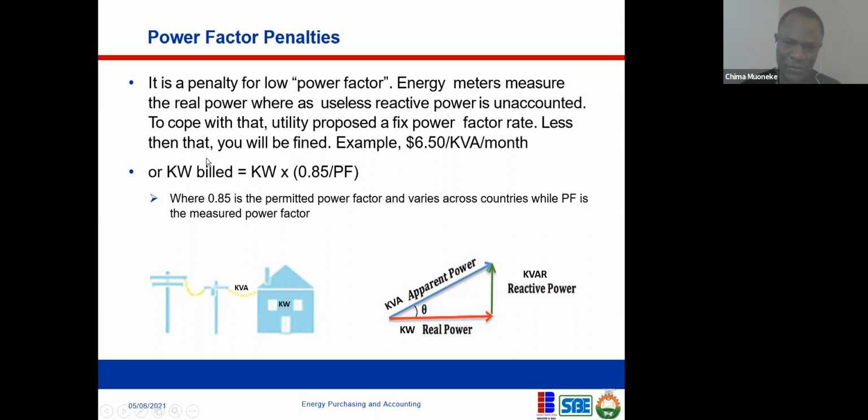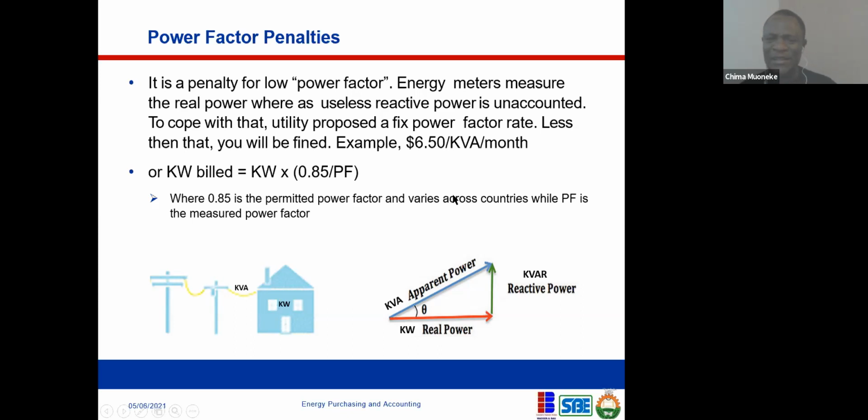There's an example, so don't worry if you get it twisted here. But please, you might want to write down this formula, so you can reference it when we're doing our calculation. So 0.85 is the permitted power factor, whereas it varies across countries.